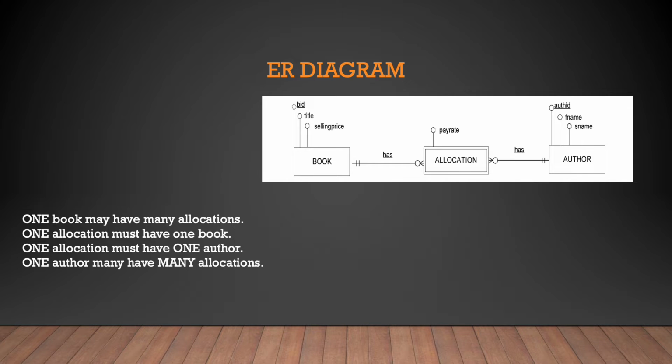We can read this ERD starting from the left side. One book may have many allocations. One allocation must have one book. And starting from the right side, one allocation must have one author. One author may have many allocations. Let's move to the next slide.